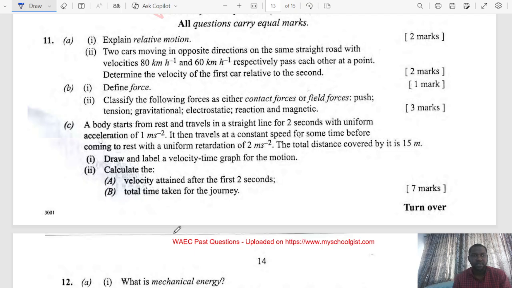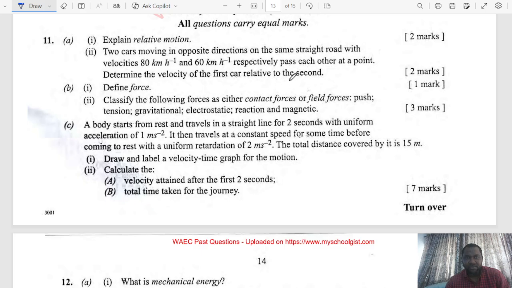Okay, so the first one says explain relative motion. Relative motion is the motion of an object compared to the motion of another. The motion of an object relative or compared to the motion of another. That means, or you can say, the motion of an object compared to another object in another reference frame, whatever that is.